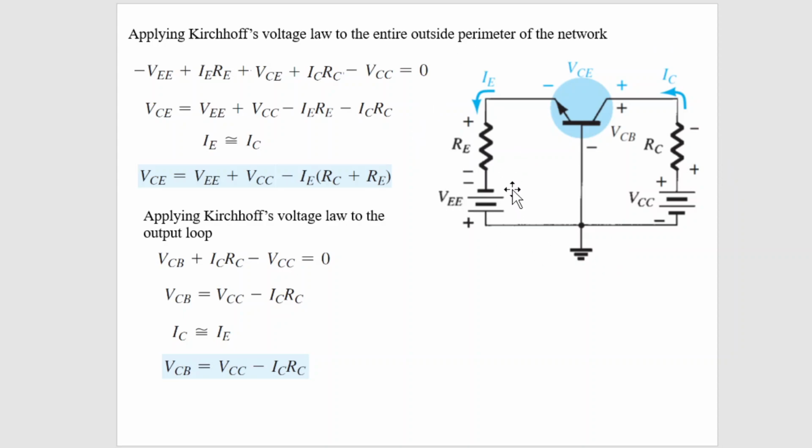Apart from this one, this is the first loop, this is the second loop, and there is another third loop. So this is basically this one. This is grounded, so this portion is the outer perimeter of the network. So we apply Kirchhoff voltage law.